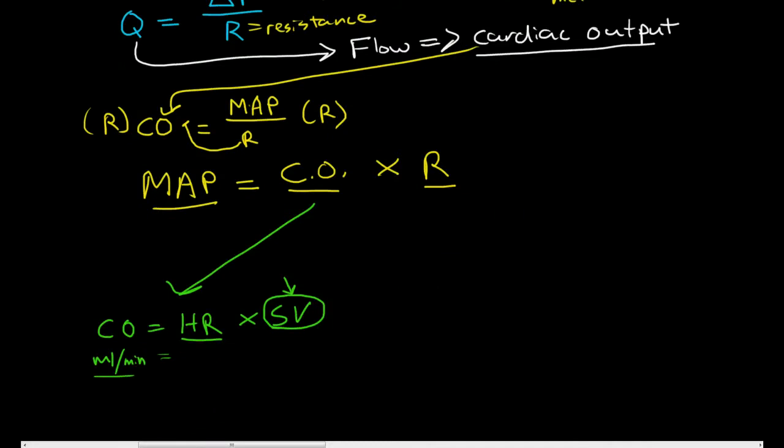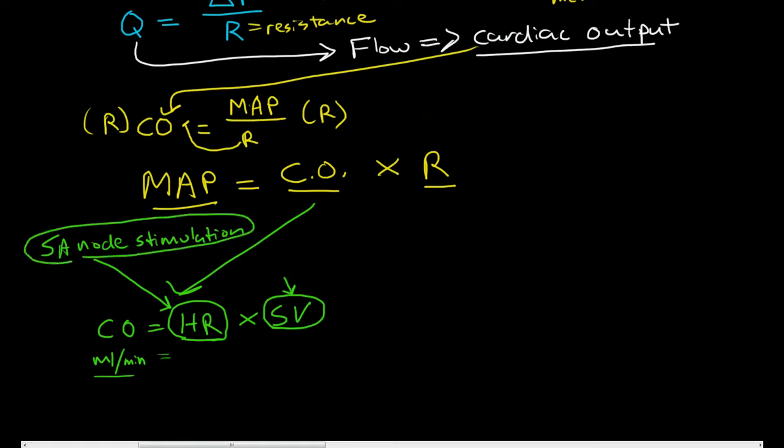So heart rate, what determines heart rate? Well, primarily it's determined by the level of sympathetic and parasympathetic activity stimulating the SA node and affecting the pacemaker cells in the SA node, right? So that is pretty much determined by our sympathetic nervous system or autonomic nervous system. Now, stroke volume.